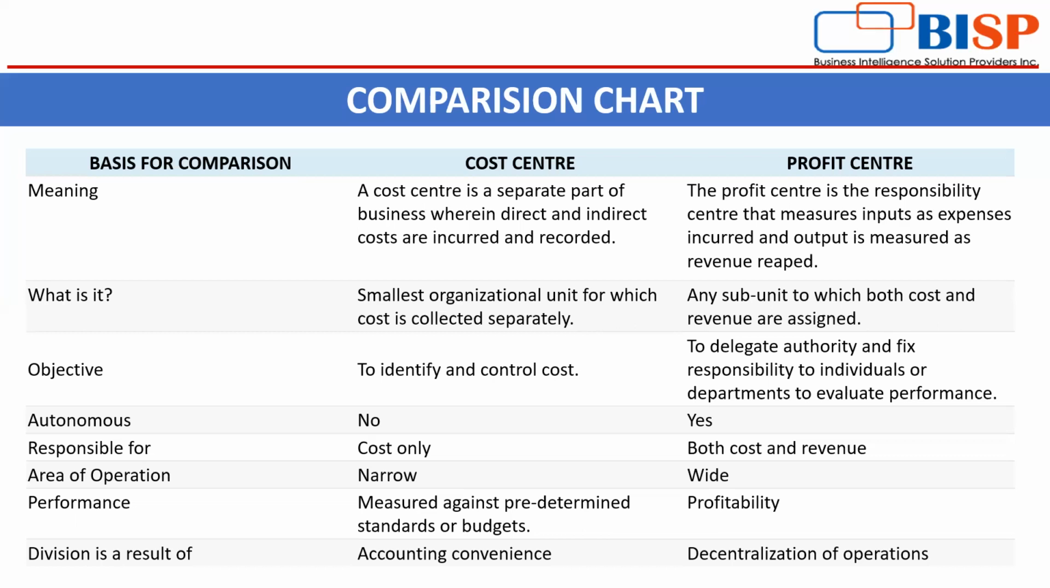Then the area of operation under cost center is narrow, while profit center is wide. We can make decisions on the basis of profit center as well as cost center, but the detailed presentation under cost center helps us to take very proper decisions. Then under performance, cost centers are measured against predetermined standards or budgets, while for profit centers, we assess profitability. So this was just an explanation of profit center and cost center.